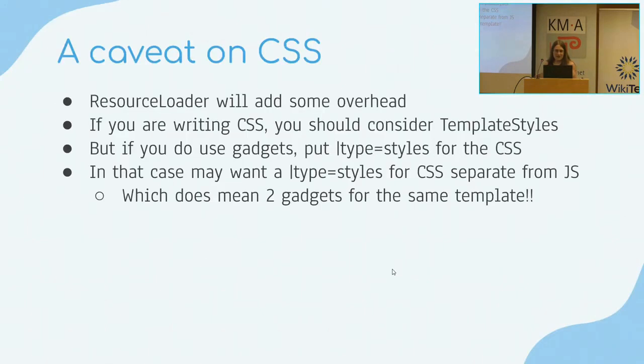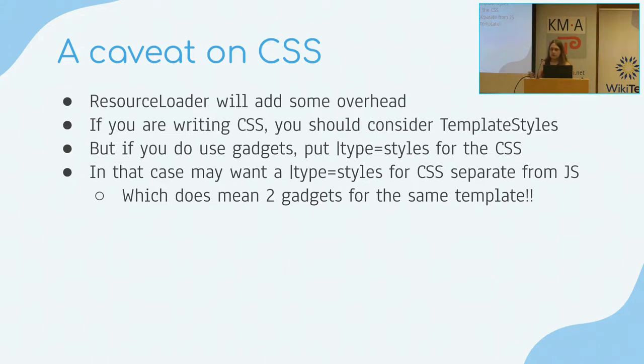So a caveat about CSS that my platform engineer made me write is that he does not like CSS only gadgets because resource loader comes with too much overhead. And you can use the extension template styles instead. Personally, I don't love template styles because the linter, the validator is a little bad, and even with the better validator that you can install for template styles, it's still a little bad. My personal preference is to put CSS only gadgets also and use gadgets for any kind of code organization when we're talking about CSS and JS. But you do have to be aware that there's going to be a performance degradation compared to using template styles if you're doing CSS only.